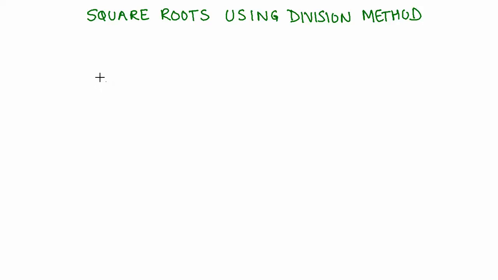Okay, in this video, let us look at another example of 4 digits and then apply the division method to find out the square root of a number. So let us say we will take the number 4096 and we are supposed to find out the square root of this number.